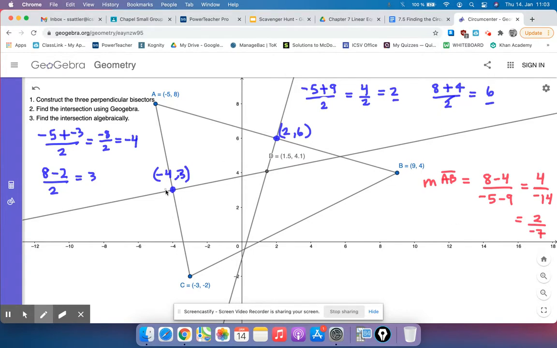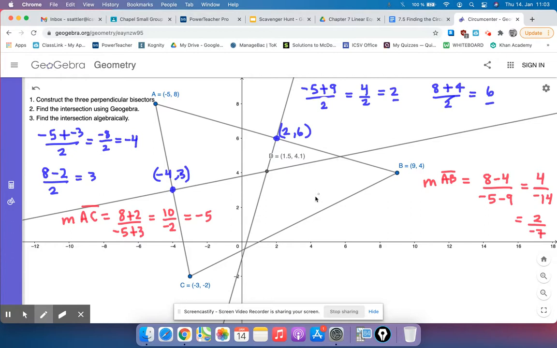Okay, and then we want to find the slope of AC. So I'll write slope AC. So that's going to be the y coordinates, subtract. So 8 minus -2 is going to be 8 plus 2. And then -5 minus -3 is going to be -5 plus 3. So that's going to give us 10 over -2, which is -5.